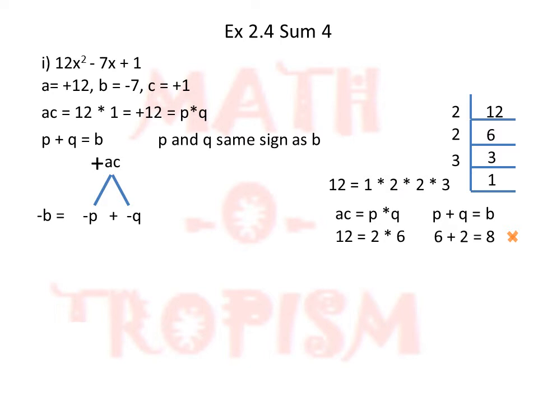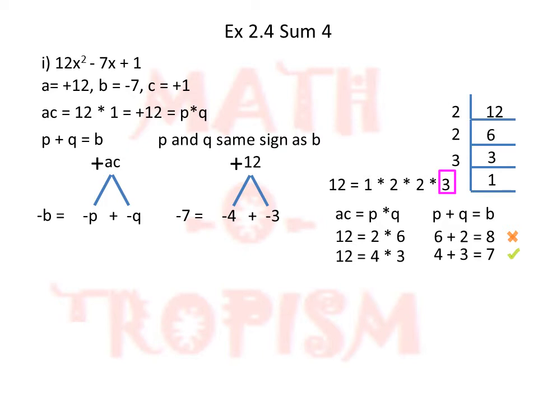So I go to the next factors. I now take 3. The balance remaining is 1 into 2 into 2, so 4. So 12 is 4 into 3, and when I add 4 and 3, I get 7. So this is the required splitting. So plus 12 is now split into minus 4 and minus 3, because B is negative and it will have the same sign as P and Q.